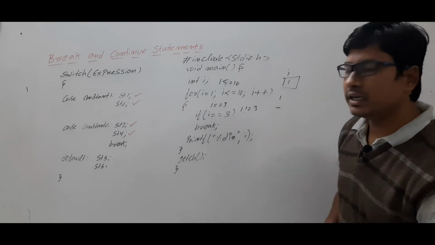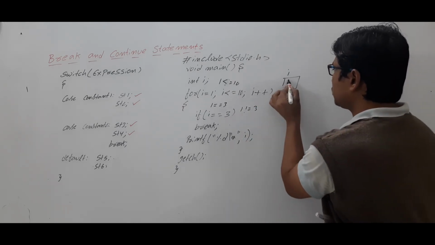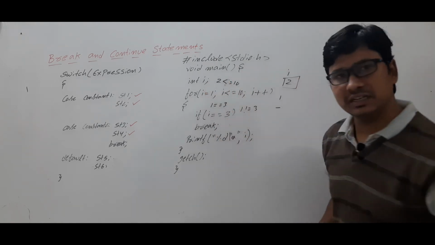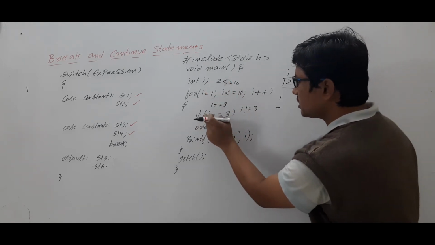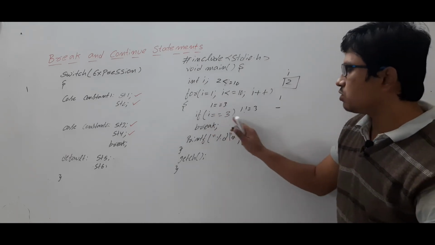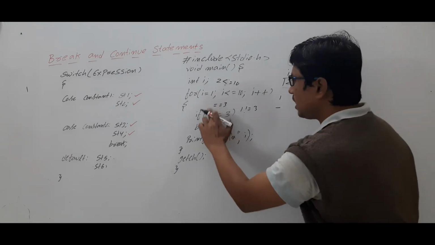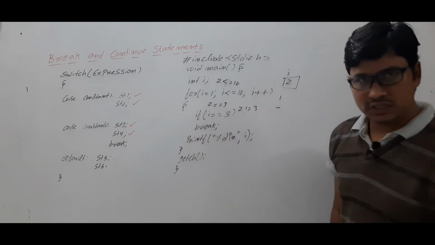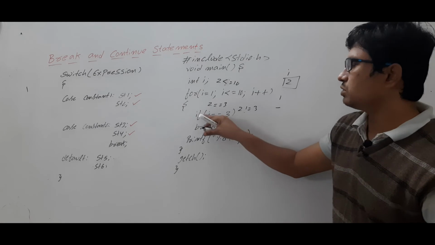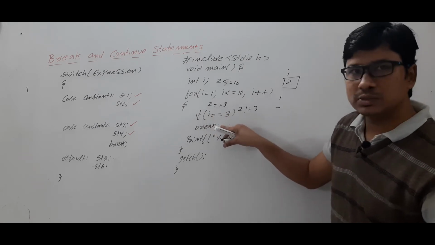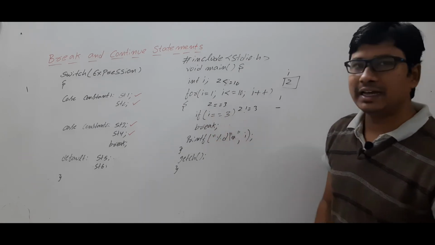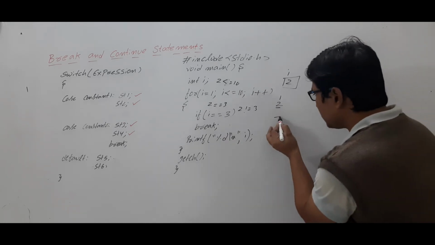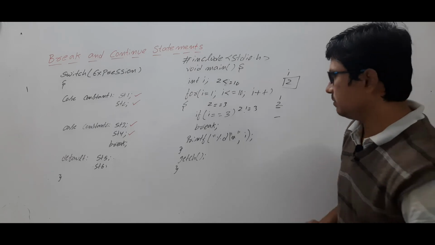Then the i value will be incremented. Now the i value is 2. Again the condition is satisfied, 2 is less than 10. Again you will check whether i is equal to 3 or not. Currently the i value is 2. Is 2 equal to 3? No, 2 is not equal to 3. So this condition is not satisfied, the break statement will not be executed, and directly you will execute the printf. It will print the value 2, and then the cursor will point to the next line.